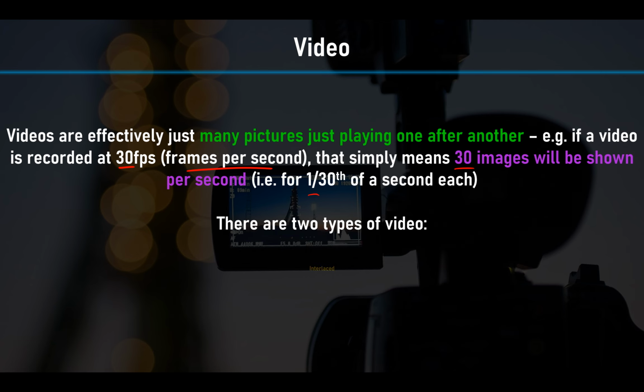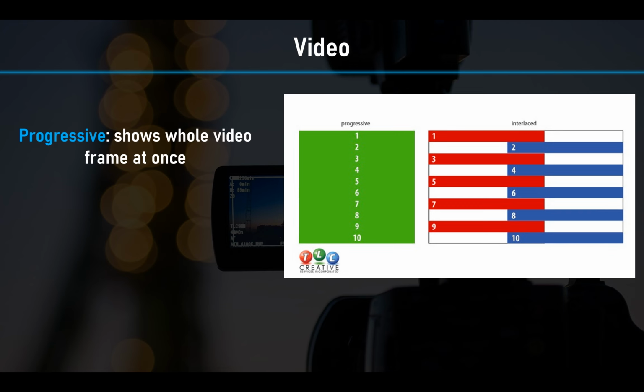There are going to be two types of videos. One, interlaced, which is kind of the old style. Then progressive, which is what I would say 99.9% of videos these days are going to use. If we see progressive, this is going to show the whole video frame at once. So again, let's say we've got 30 FPS, and here we've got 10 rows. It's going to be showing all of these 10 rows each time, obviously 30 times per second.